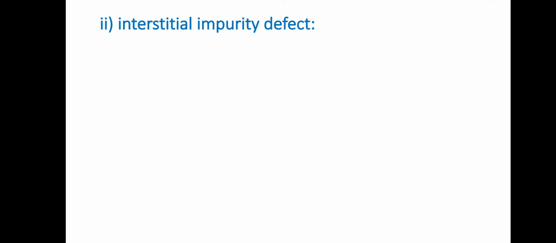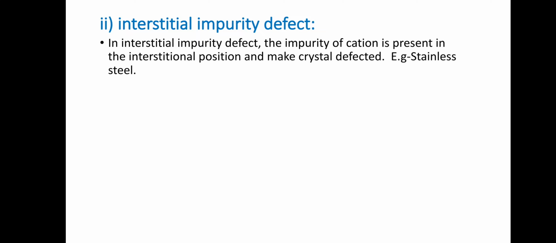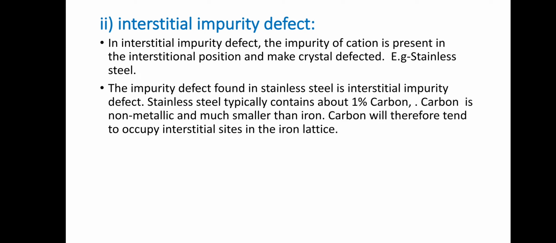Now let us see the interstitial impurity defect. What is an interstitial impurity defect? In an interstitial impurity defect, the impurity is present in the interstitial position and makes the crystal defective. For example, stainless steel. The impurity defect found in stainless steel is an interstitial impurity defect.